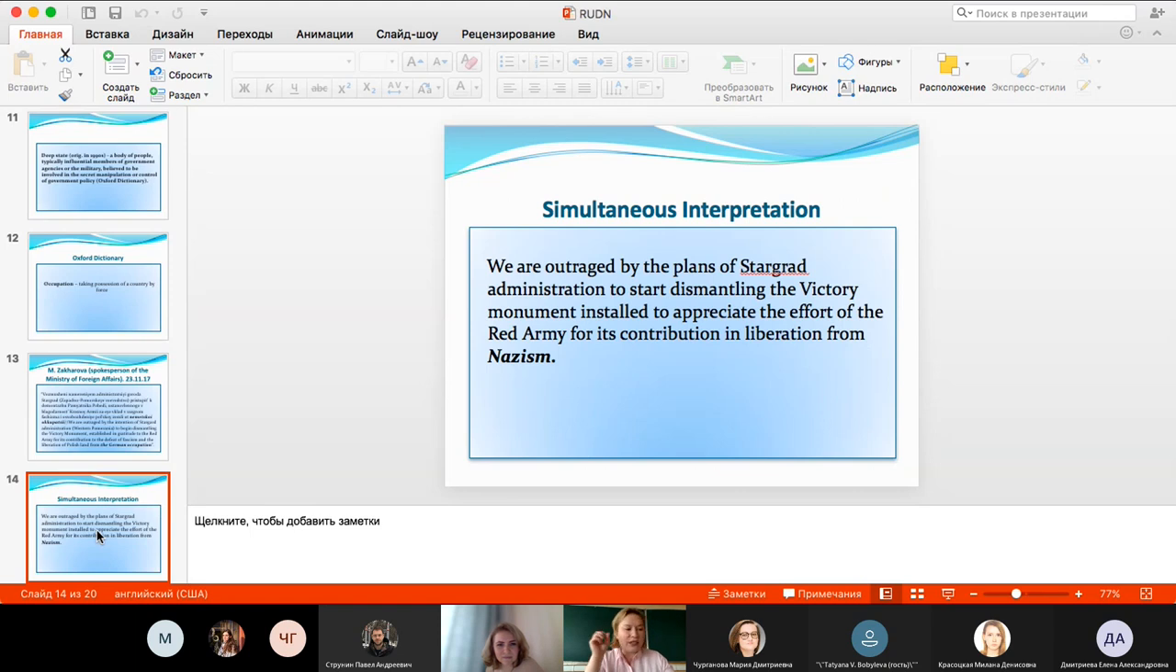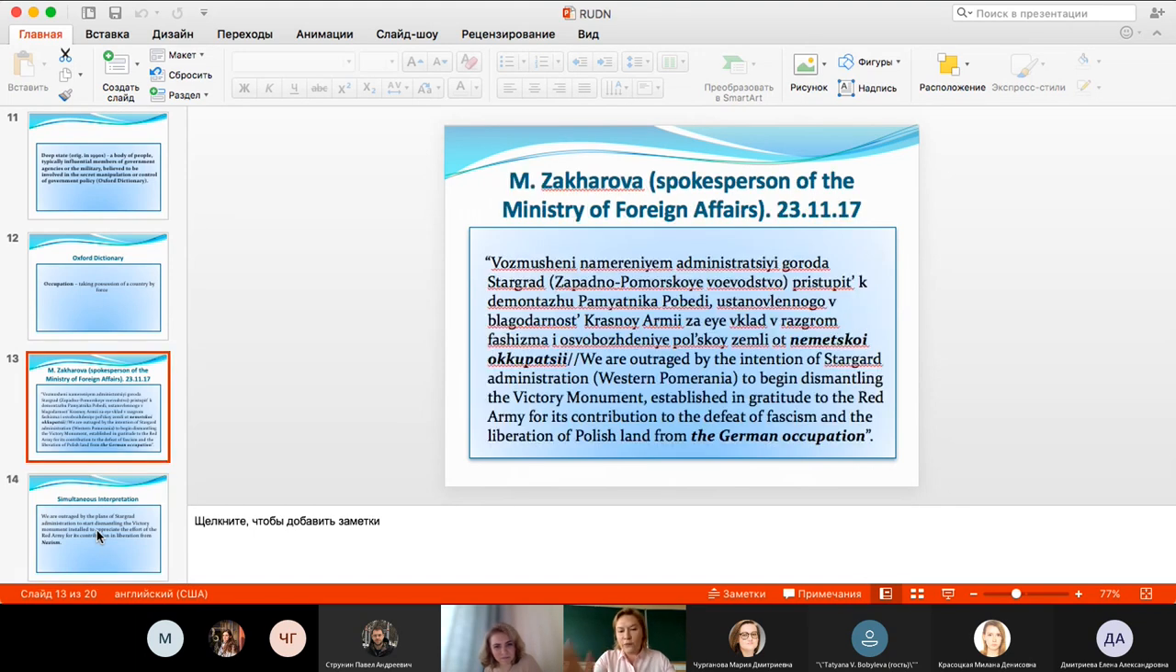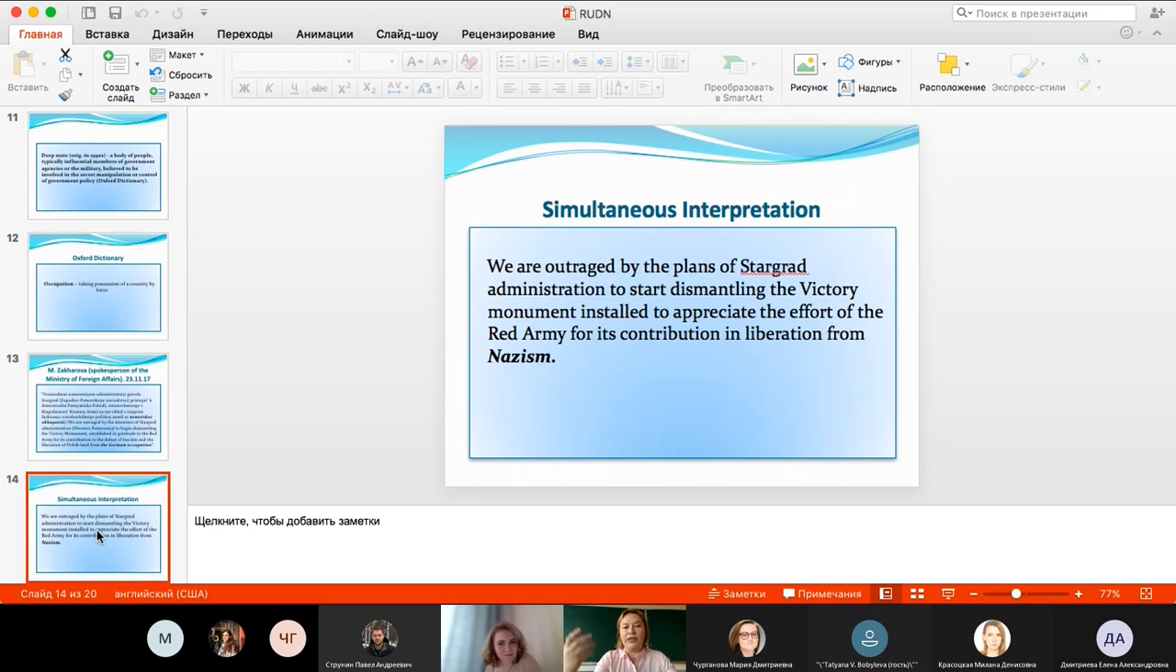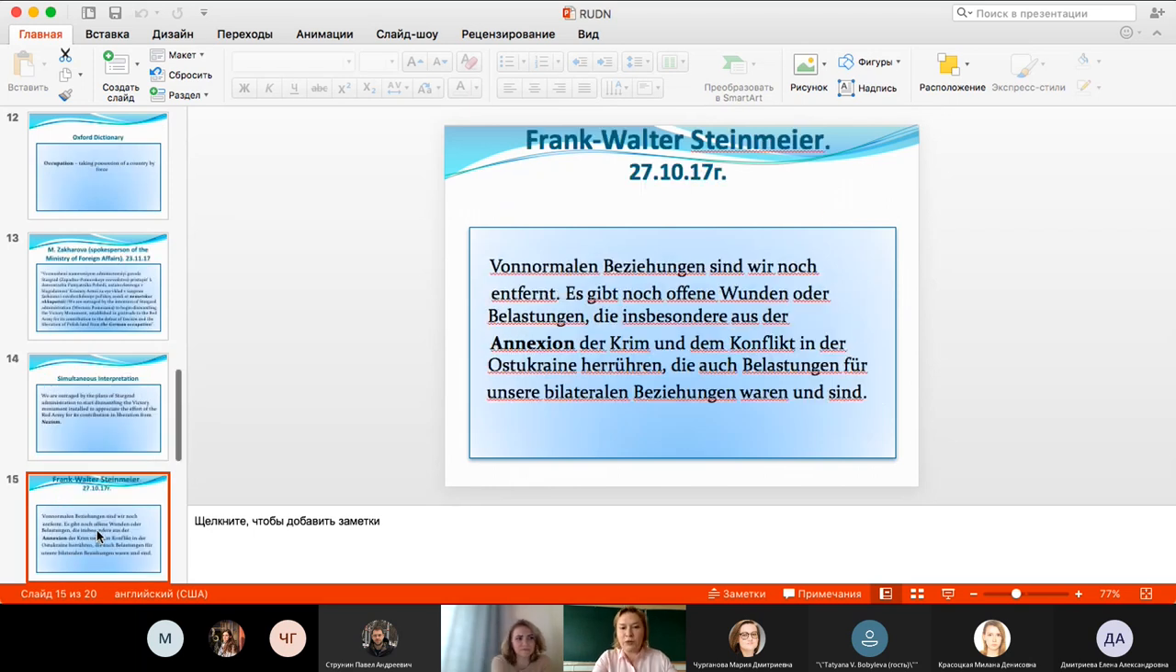And I consider this term Nazism in this particular interpretation to be the most successful strategy, because it gives the English-speaking recipient a clear and unambiguous picture of what the speaker had in mind. And of course, if the interpreter had used the German occupation, I suppose it would have been a little bit unclear for the English user of the interpretation.